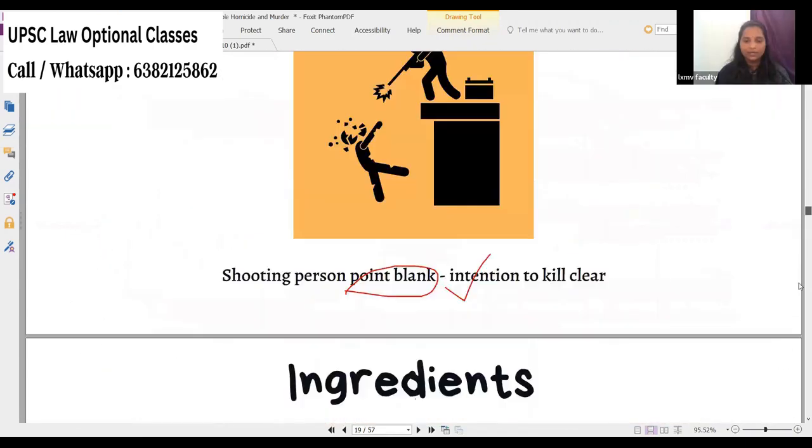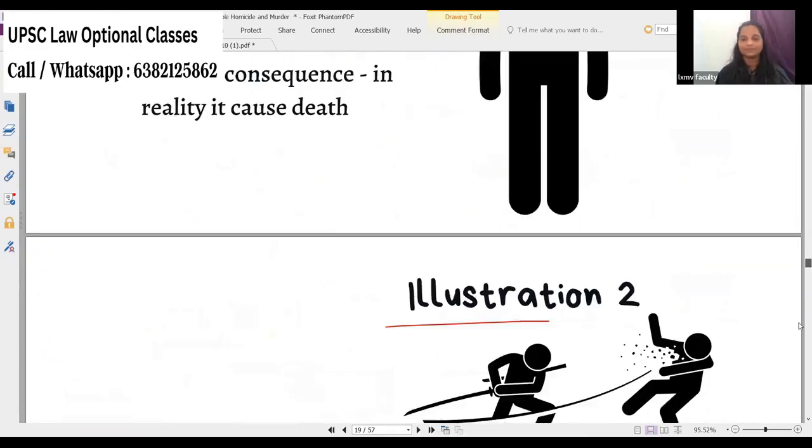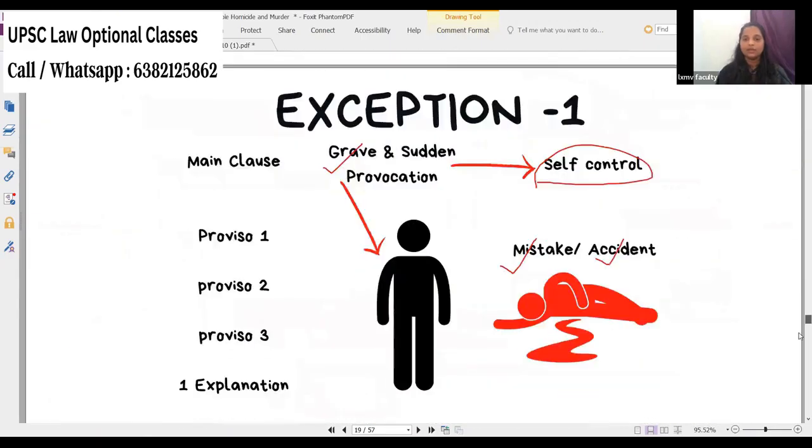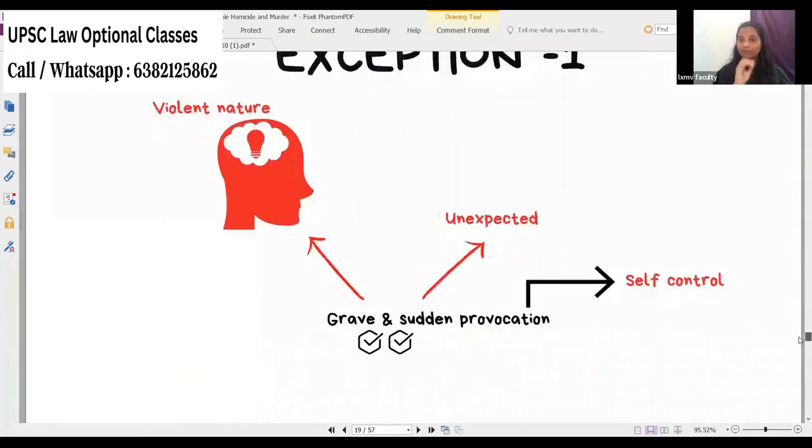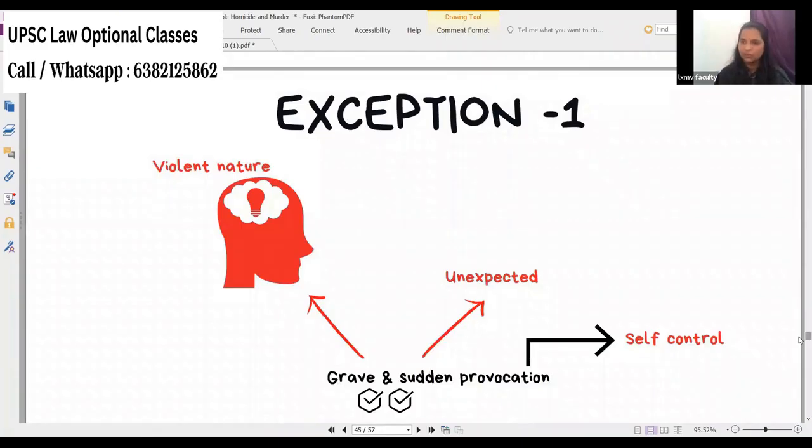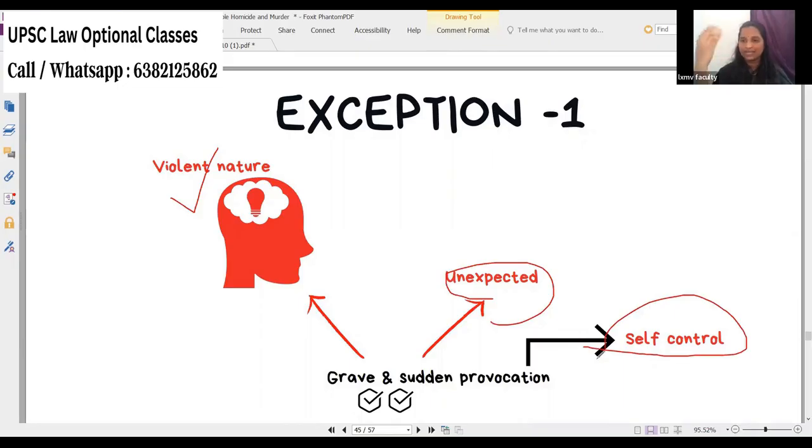So where were we? We were talking about the exceptions. We were talking about grave and sudden provocation. What is this grave and sudden provocation? You tell something, you do something that kindles the violent nature of the accused, and the accused does something unexpected. And he does that because he loses his self-control and someone dies out of it. That's what is called grave and sudden provocation, which means the provocation must be very, very deep, grave.